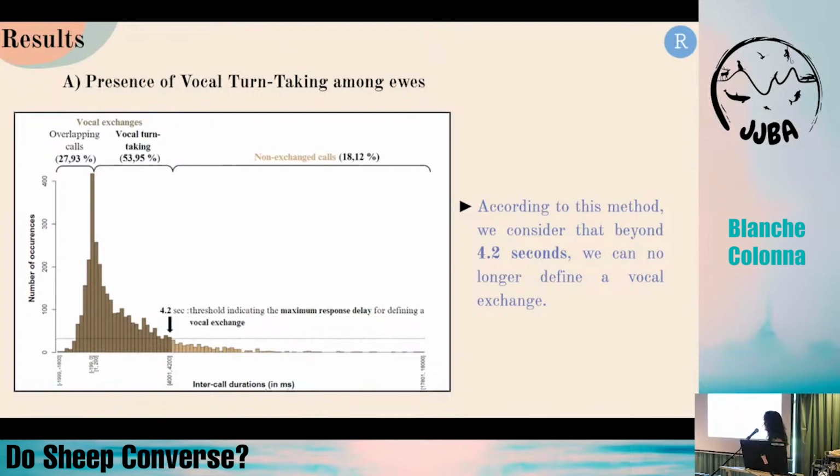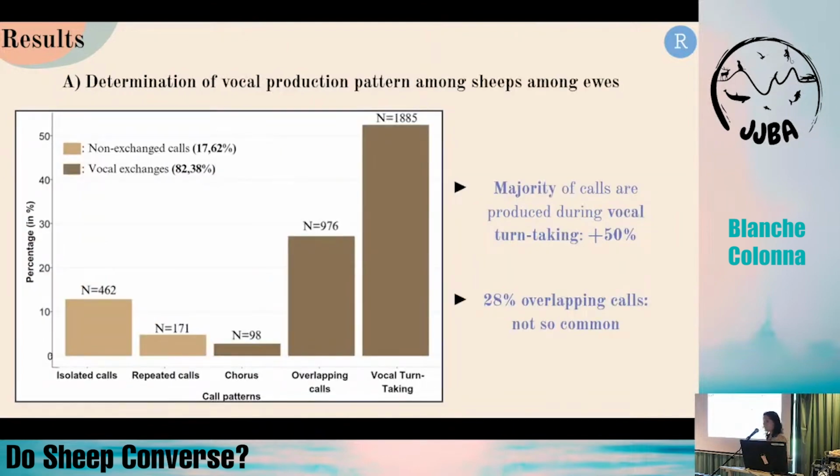And after, if the intercall duration is superior, we have, for instance, isolated calls, which are non-exchange calls. On this histogram, just to show you all the proportions of the vocal production patterns, we can clearly see that vocal turn-taking is the majority of our calls.